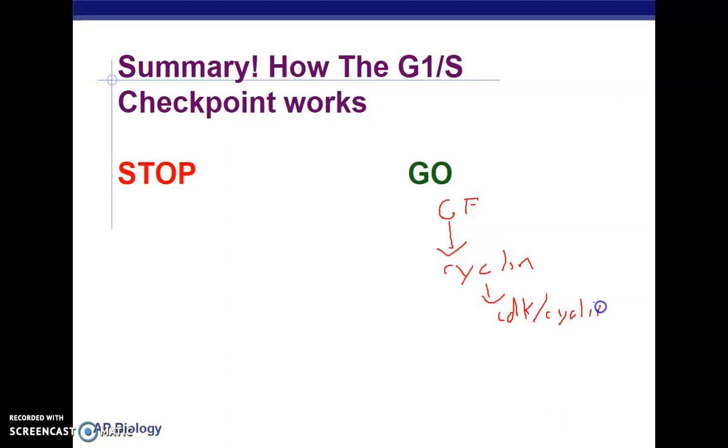But there are also stop signals. If you remember, and I'm not going to write it because it's going to take too long, there were two things that would stop the cell: if it wasn't big enough, or if it wasn't attached to the ECM. We're not going to go into the details, but if the cell isn't big enough or isn't attached to the ECM, there are proteins that sense this and inhibit cyclin from binding to CDK. So even though the growth factor is there, these proteins are produced when the cell's not big enough or not attached to the ECM, and they inhibit cyclin from binding to CDK, and then the cell cycle can't go any further. That's like the brake on this go part of the checkpoint.